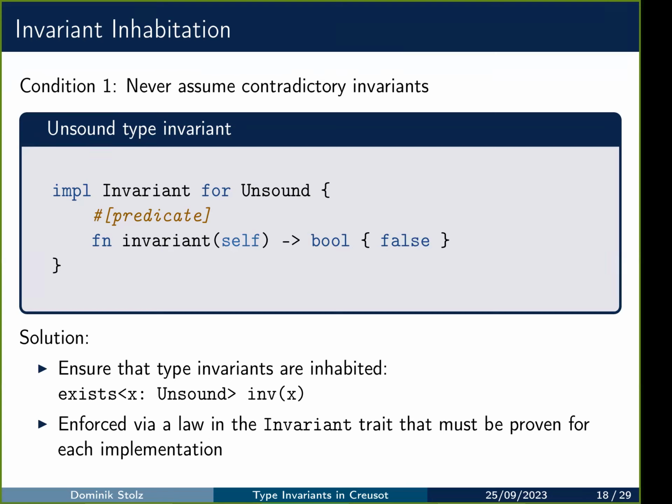And the way we prevent this is that we ensure that type invariants are inhabited, that there always exists at least one value of the type that satisfies the invariant. And this is enforced by a law in the invariant trait. And this law must be proven by every implementation of the trait. So here, this law would not be provable for the Unsound type and its definition of the invariant predicate.